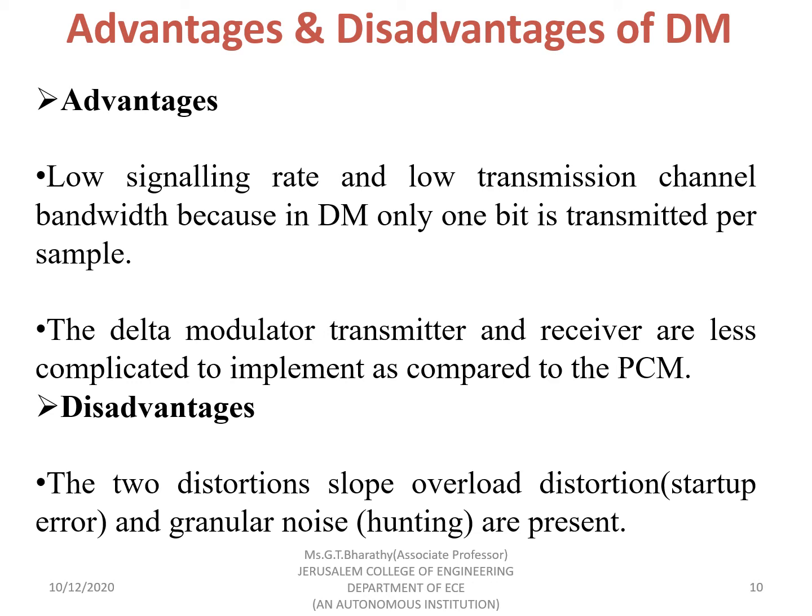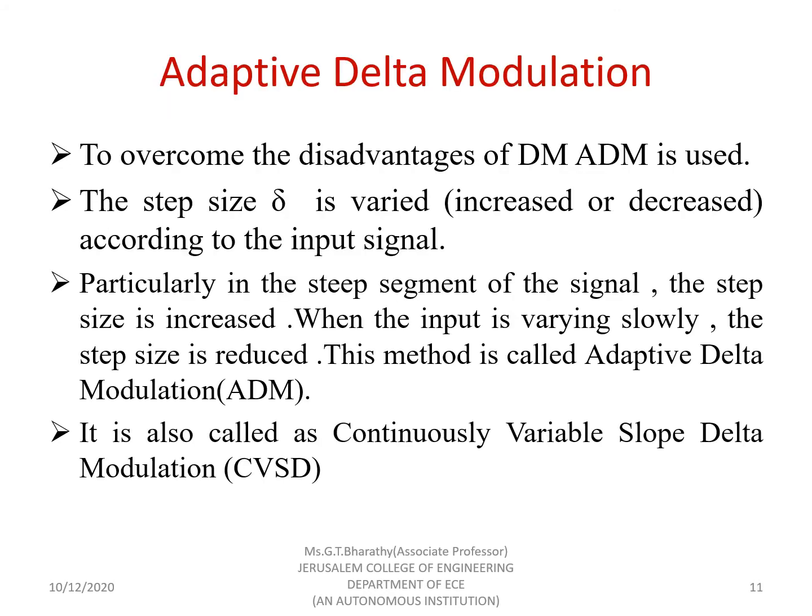So what is the disadvantage? As we saw in the previous slide, the main disadvantage is that, since the step size delta is fixed, it causes slope overload noise and quantization noise. The slope overload noise is also called startup error, and the granular noise is also called hunting or the quantization error. To overcome the disadvantage of delta modulation, we go for adaptive delta modulation, where the step size delta is varied, increased or decreased, according to the input amplitude, as I told you.